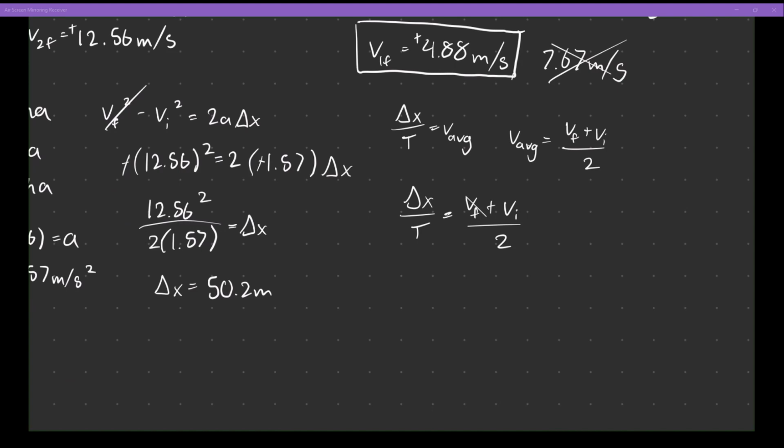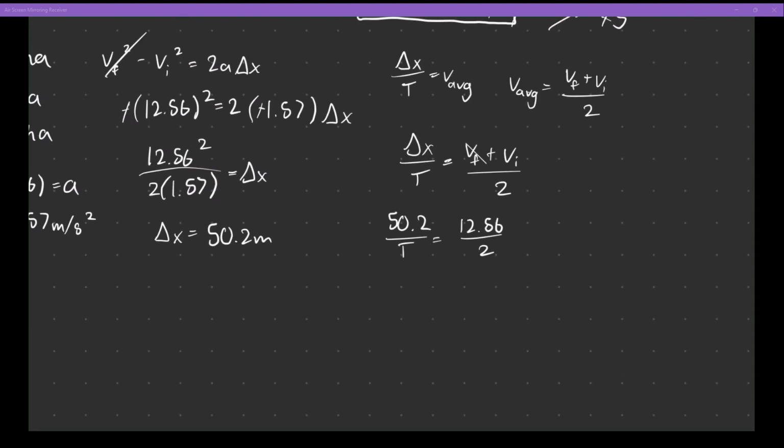Vf is 0, so I get vi over 2 equals delta x over t. So now I can plug in everything I know. I get 50.2 over t equals vi, and vi was 12.56 over 2. If I want to isolate for t, I get t is equal to 2 times 50.2 divided by 12.56, which is 8 seconds.